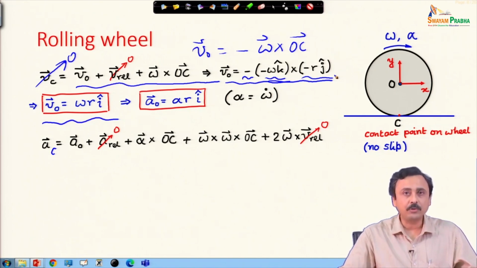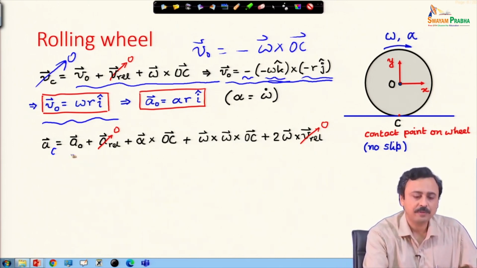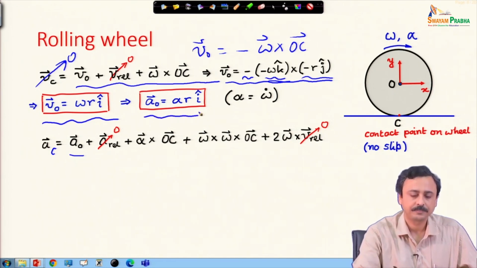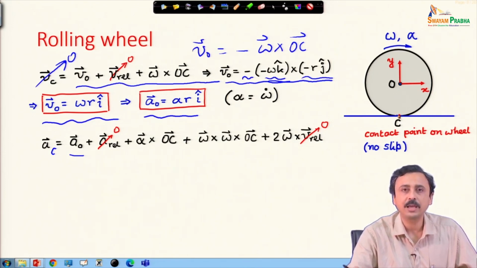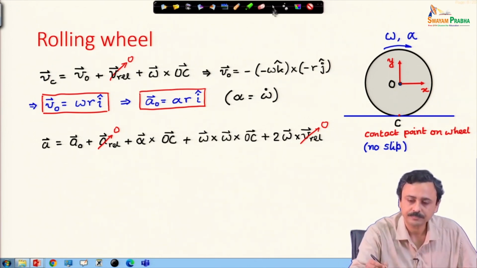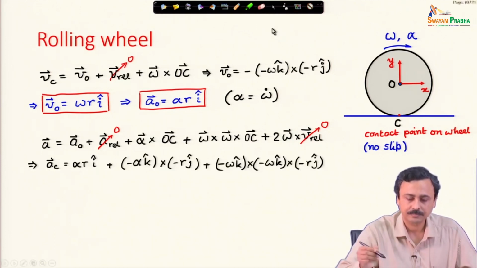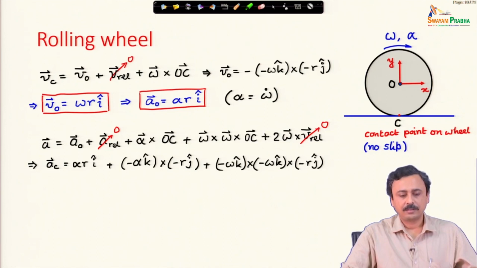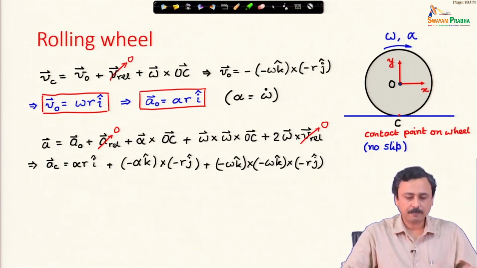Now, we are interested in finding the acceleration of the point C, which I write in terms of the acceleration of point O, which I have derived here. Acceleration of O, A rel is 0. Why? Because O and C are points on the same rigid body. Therefore, A rel is 0, plus alpha cross OC plus omega cross omega cross OC. Again V rel is 0, therefore 2 omega cross V rel drops out. Okay. So, this is the acceleration of C.